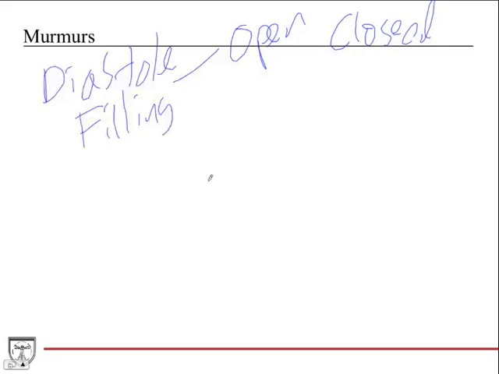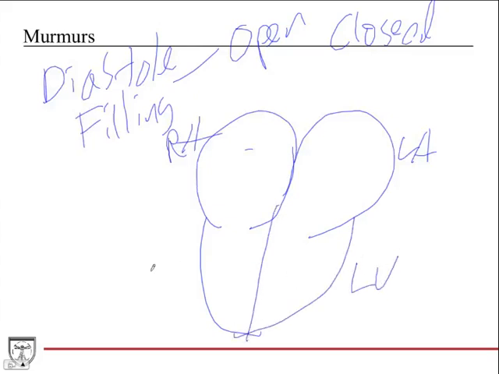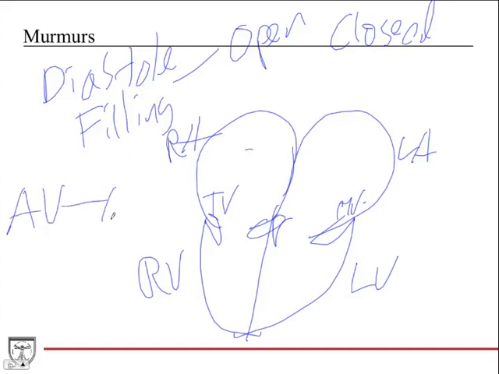Okay, so during diastole, if we draw the heart like this, here's our right atrium, here's our left atrium, and we draw the ventricles out like this, here's the left ventricle, right ventricle. Okay, so during filling, our tricuspid valve and our mitral valve should be open. So the AV valves open, because you want blood coming in from the atria into the ventricles.